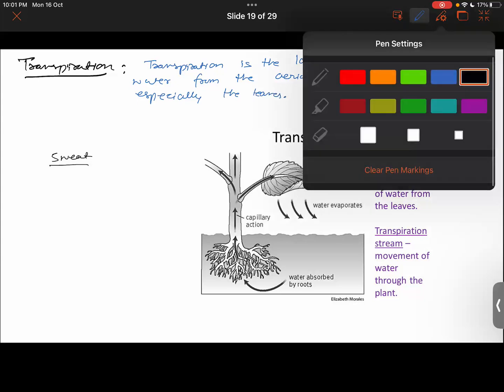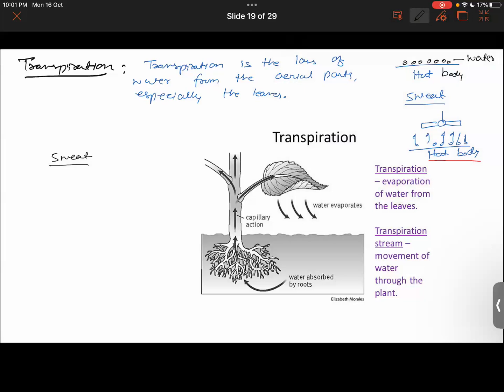Okay. So we said that loss of water will be occurring especially from leaves. So when I say especially from leaves, it means that from green stems also water can be lost. Evaporation of water can happen from the green stem too, but mainly the evaporation of water occurs from the green leaves. Getting it or not?